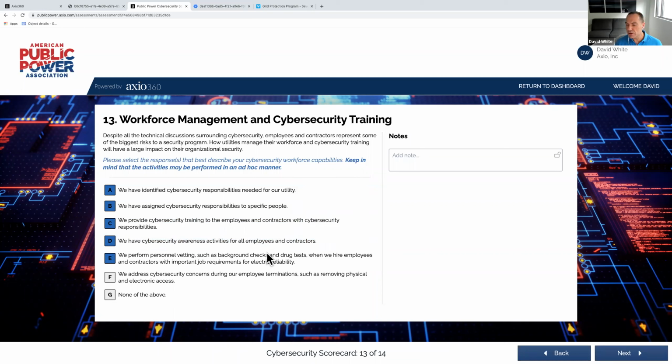Personnel vetting. This is making sure that the people that you're giving access to your assets have the right level of trust that you can reliably count on them acting in a way to protect your assets and your operations. And then addressing cybersecurity concerns during terminations by, for example, removing physical and electronic access. Key consideration is managing that workforce dimension.